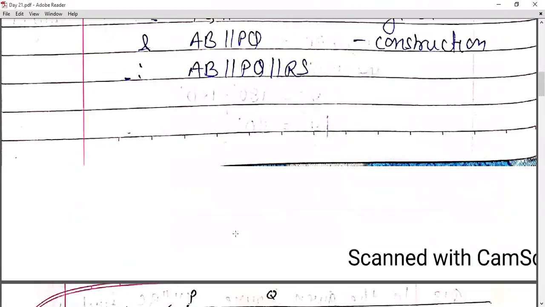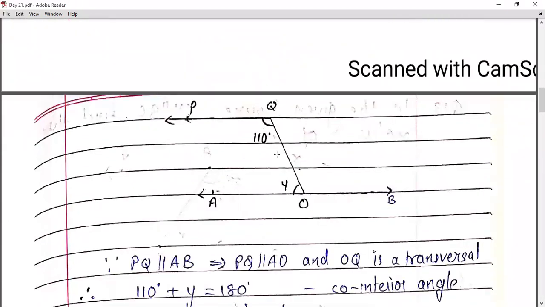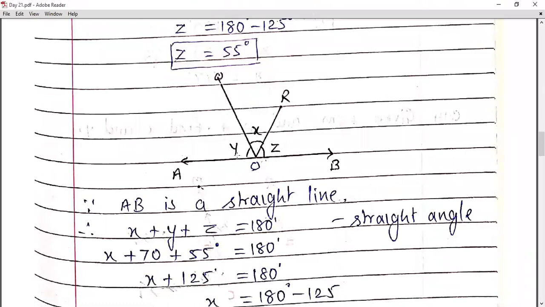Now you can see in the main figure, AB is a straight line and angles Y, X, Z are straight angles. That means the sum of these three angles will be 180 degrees. So taking up, AB is a straight line. Hence, X plus Y plus Z is equal to 180 degrees. They are forming a straight angle.